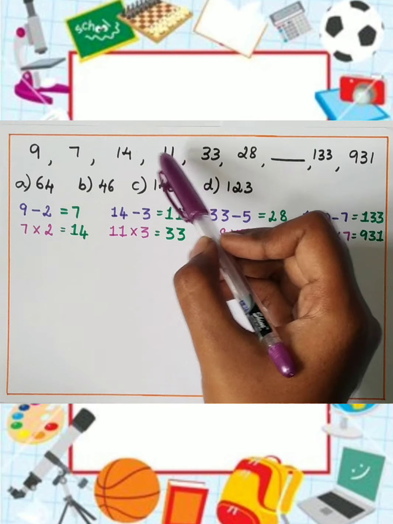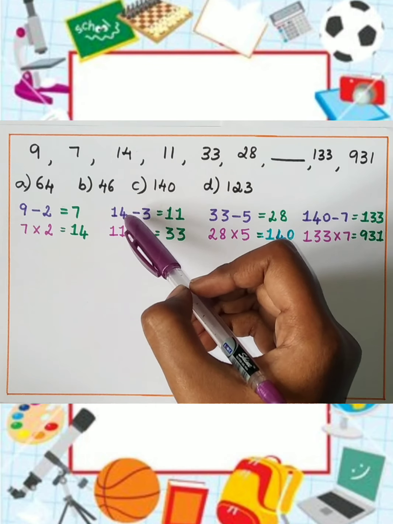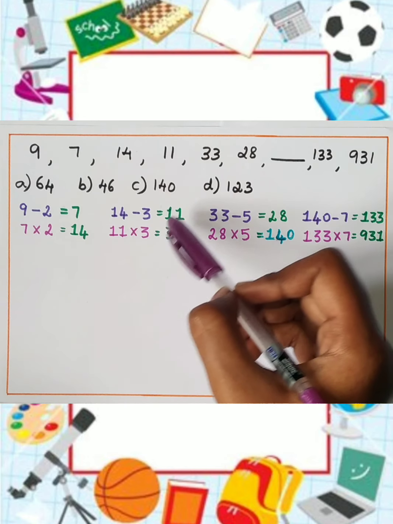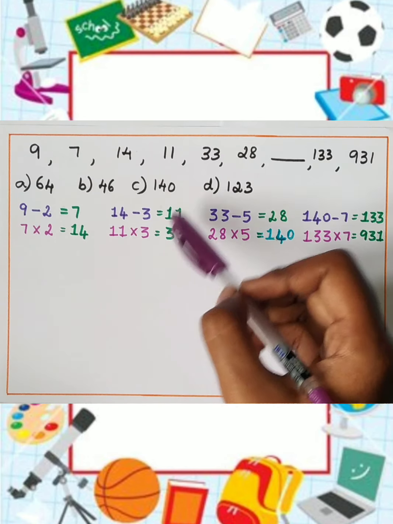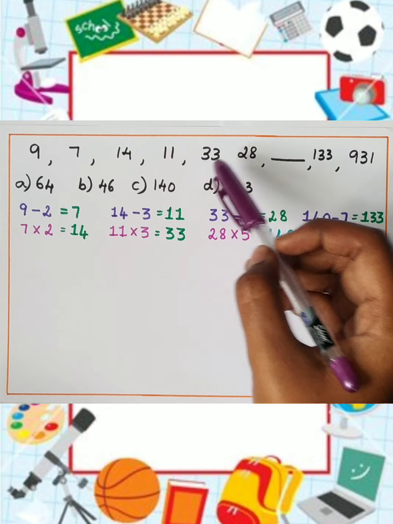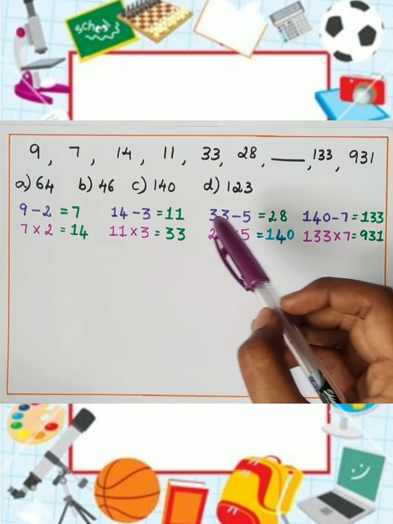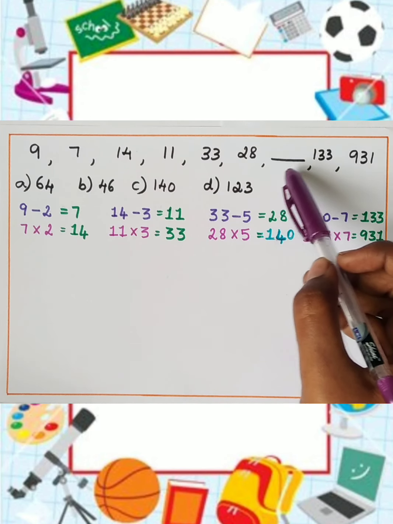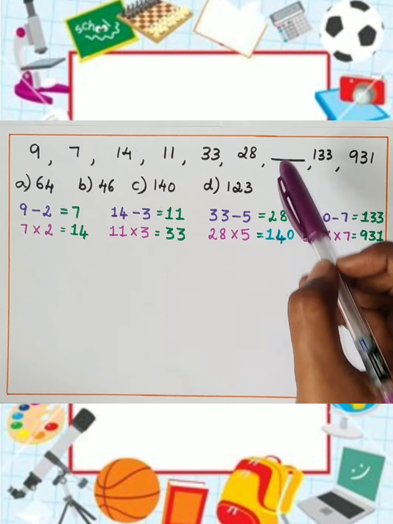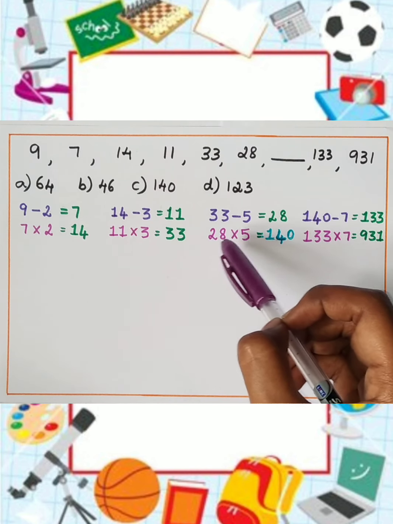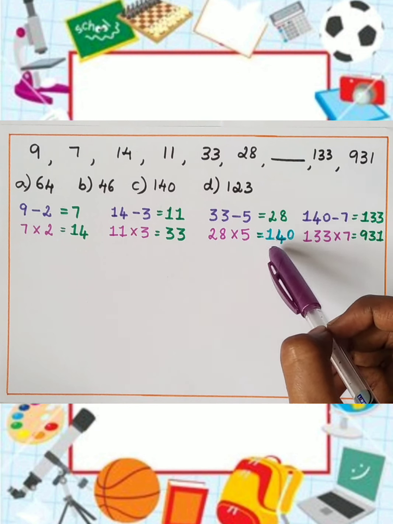So 14 and 11, the difference is 3. So 14 minus 3 is equal to 11. Then it has to be multiplied by 3. So 11 into 3 is 33 and that is the next number. So having found the logic, the difference between 33 and 28 is 5. So 33 minus 5 is equal to 28. To find the missing number, we will have to multiply by the same number, that is 5. So 28 into 5 is 140.